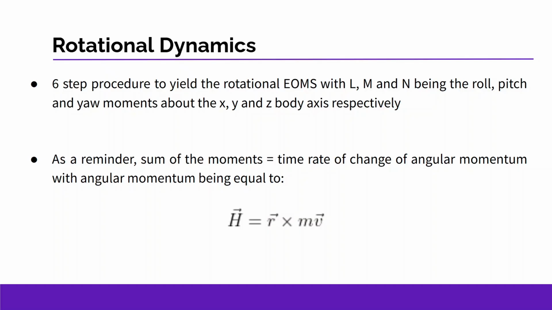So let's first remind ourselves what angular momentum really is. H is equal to the position vector r cross the mass times the velocity v. And essentially what we need to do here is to find the individual components that make up the angular momentum h, and that will be the position vector r and the velocity vector v.